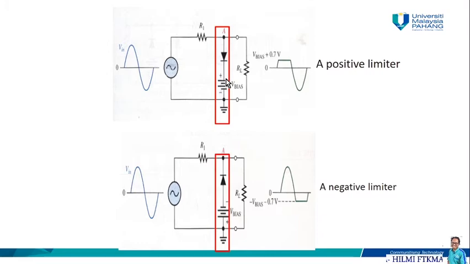to add with the voltage during the positive alternation. And then we have the other circuit, where this is a negative limiter, and the V bias is also in series with the diode.